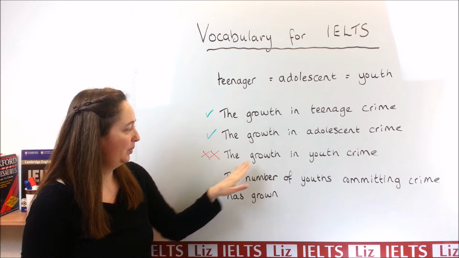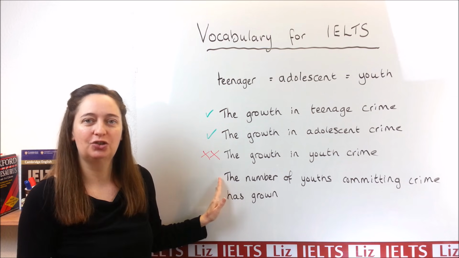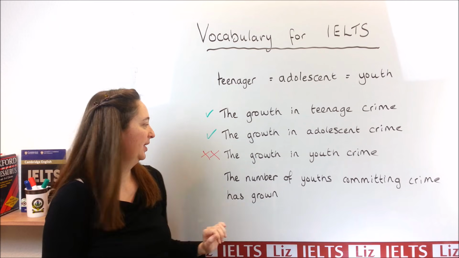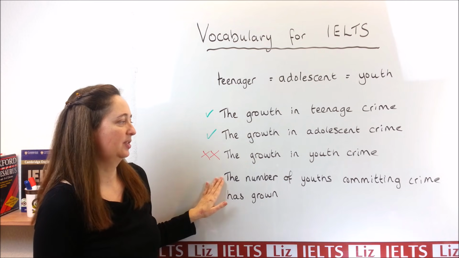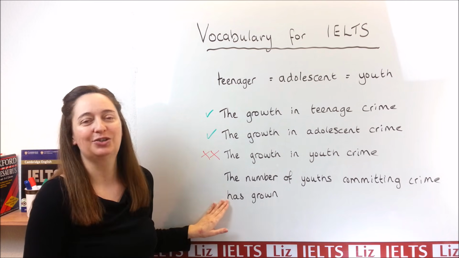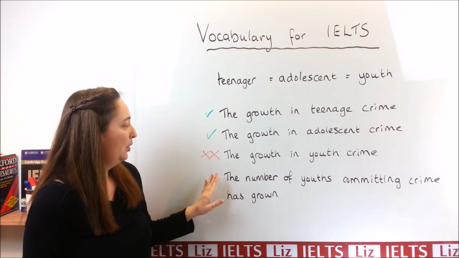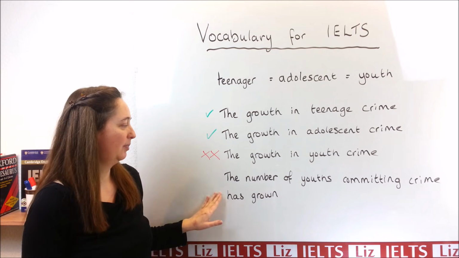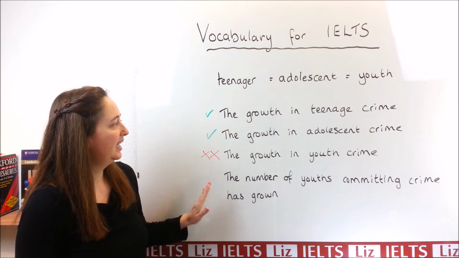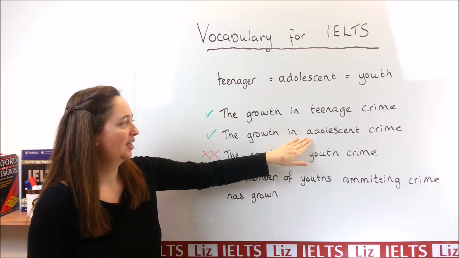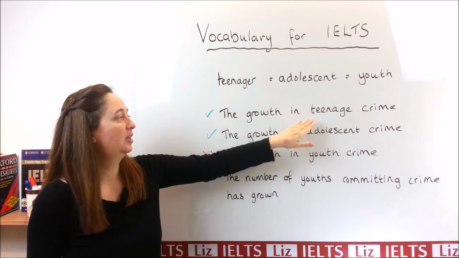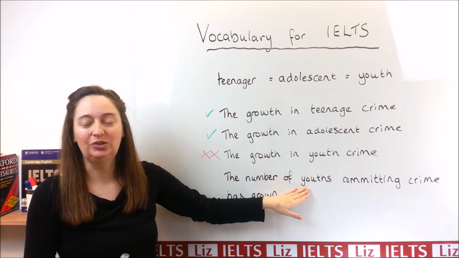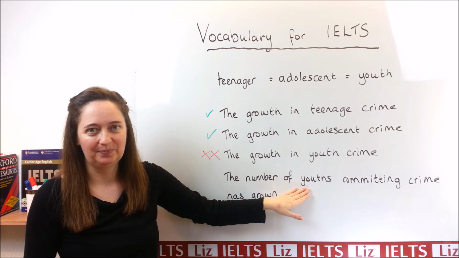So what can we do? We can change the structure of the sentence so that we can use that word. And we can say the number of youths committing crime has grown. And we can also say the number of adolescents or the number of teenagers committing crime has grown. So you can see in some situations, depending on the grammar, we can use the synonym. Other times we have to actually alter the sentence entirely.